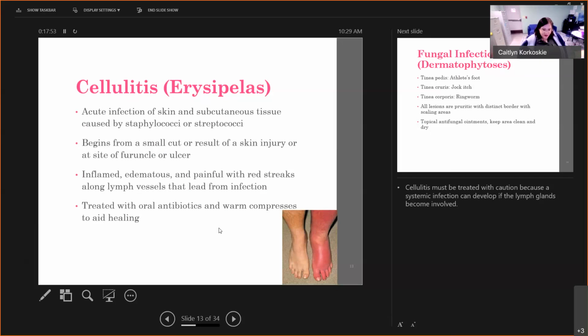But this is usually treated with oral antibiotics and then warm compresses to aid in healing. They'll also use a compression sock to keep pressure on that area, to make sure it doesn't swell up too much and to help get all the fluid that's in there circulating out of their system.